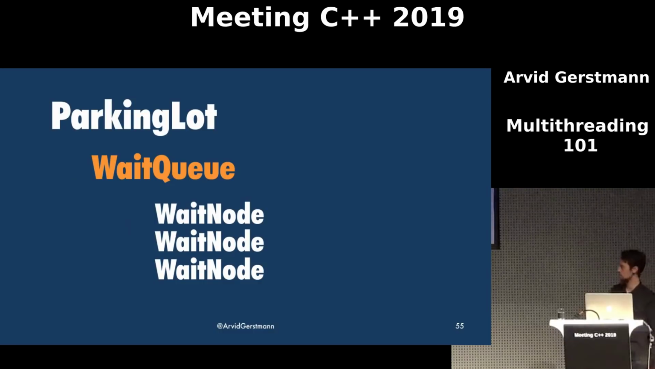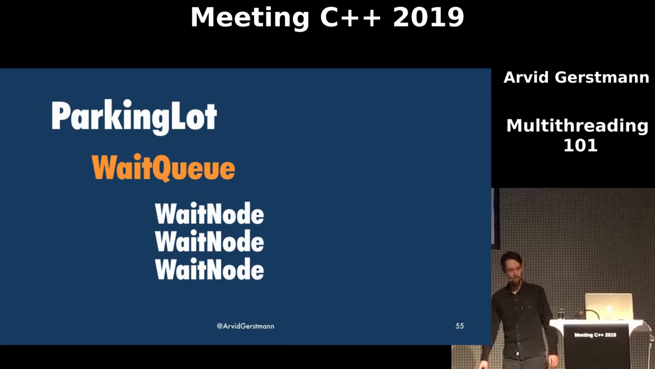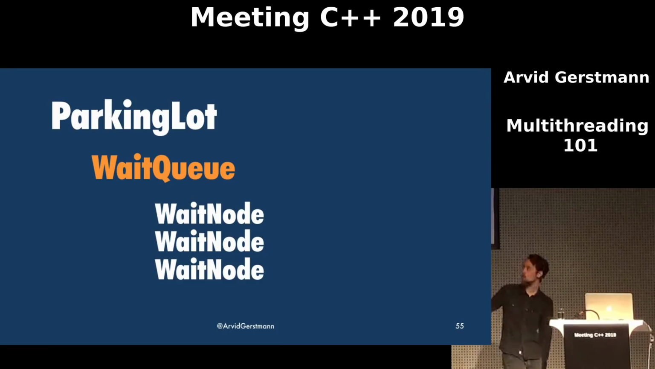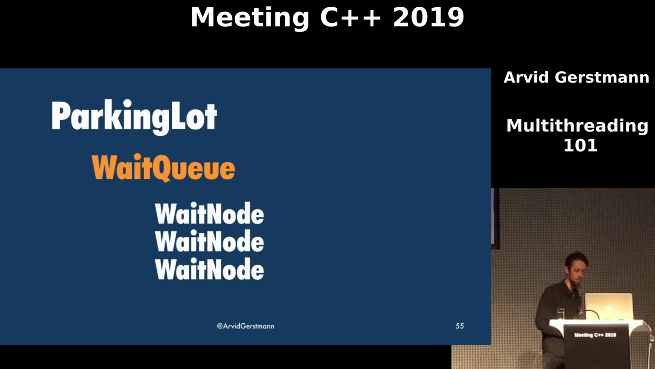So this is the first part of our parking lot. This is the wait node. Now let's have a look at the wait queue. Remember how the futex syscall, the first argument of the futex syscall and the first argument of the wait on address syscall, they had a key, or rather an address. And this key was a key into a hash table. And this hash table was returning us what we're now going to build, a wait queue. So each element in this hash table is a wait queue.